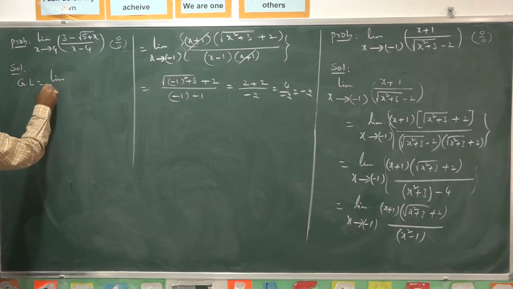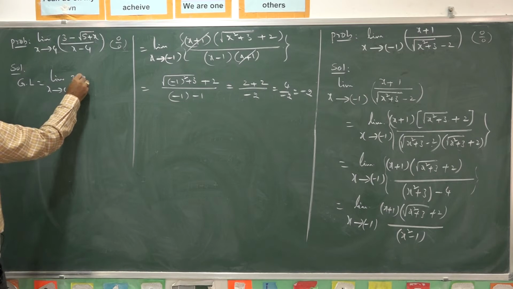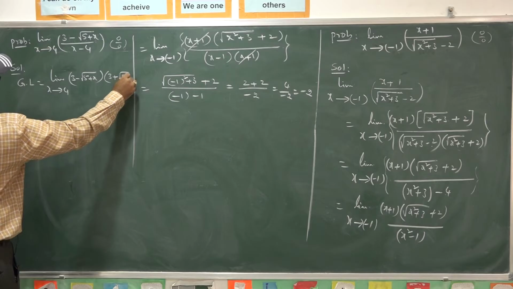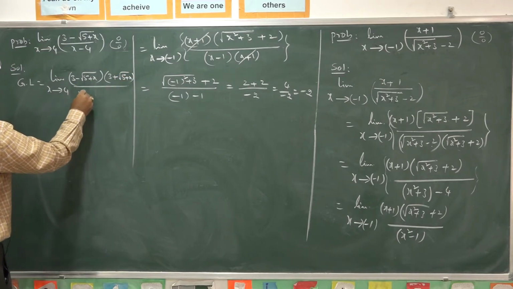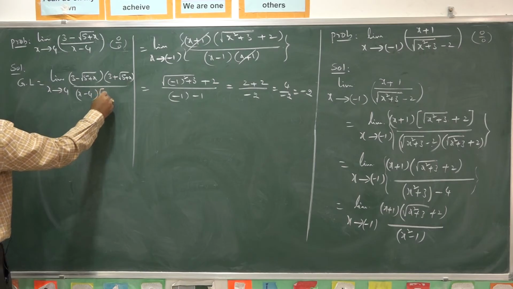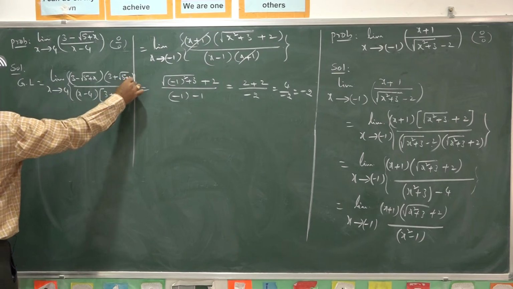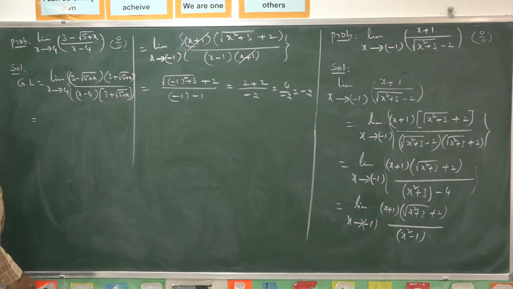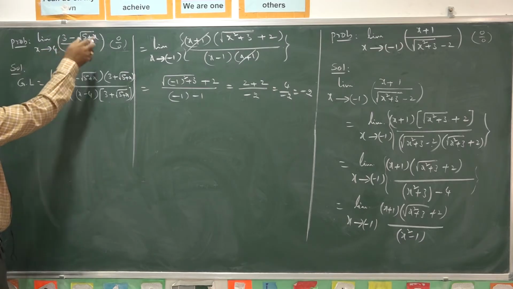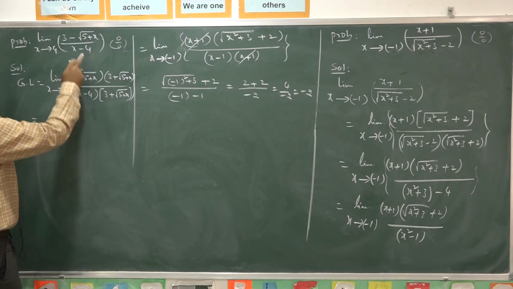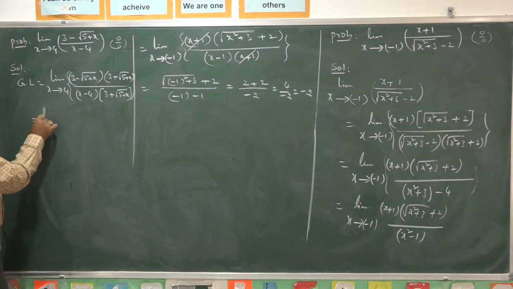By rationalizing the numerator, we get (3 minus root of 5 plus x) into (3 plus root of 5 plus x) divided by (x minus 4) into (3 plus root of 5 plus x). The rationalizing factor of the numerator is 3 plus root of 5 plus x. So multiply the numerator and denominator with that rationalizing factor. Hence the limit takes the form, limit as x goes to 4.